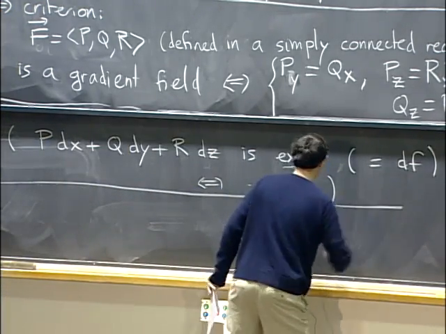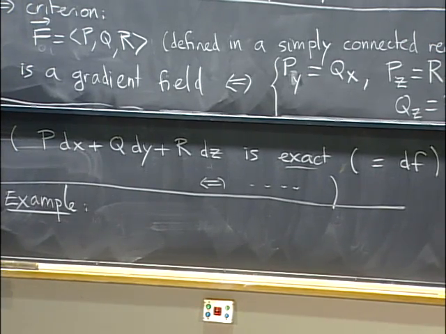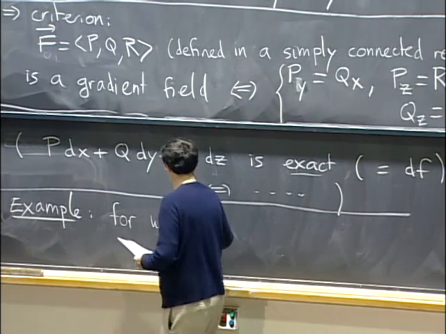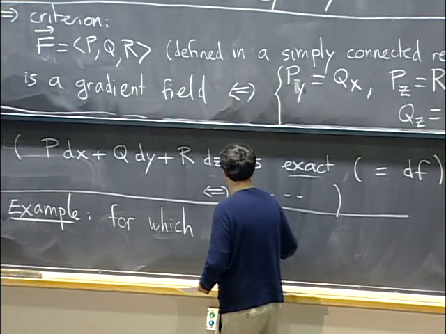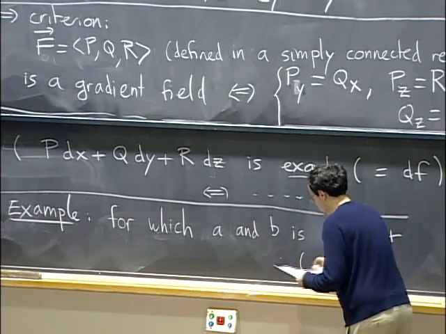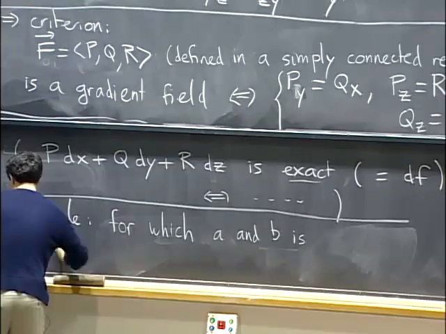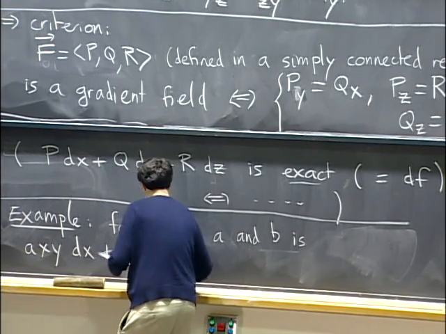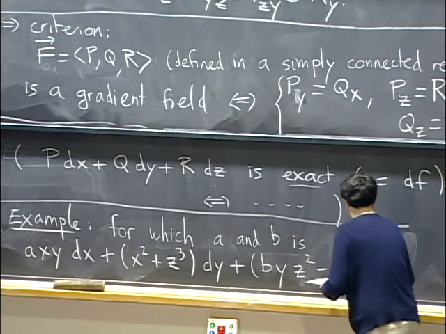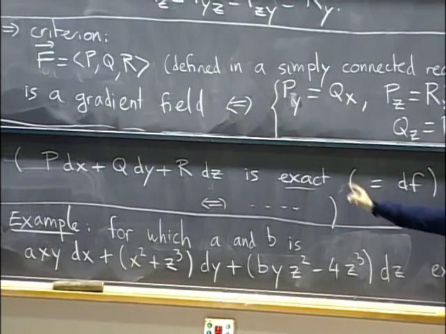Okay, so the example that I promised. Of course, I could do again the same one over there and check that it satisfies the condition, but then it wouldn't be much fun. So let's do a better one. Actually, let's do it in a way that looks like an exam problem. Let's say, for which a and b is axy dx plus (x squared plus z cubed) dy plus (b y z squared minus 4z cubed) dz an exact differential? Or if you don't like exact differentials, for which a and b is the corresponding vector field with i, j, and k instead a gradient field?